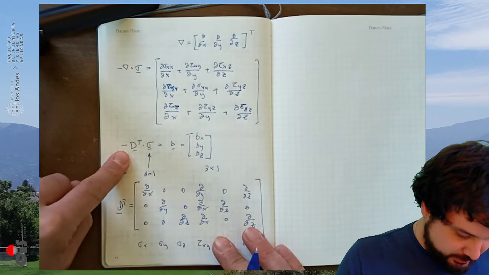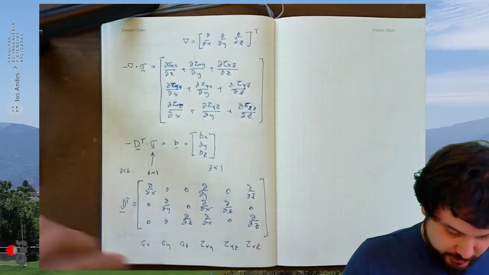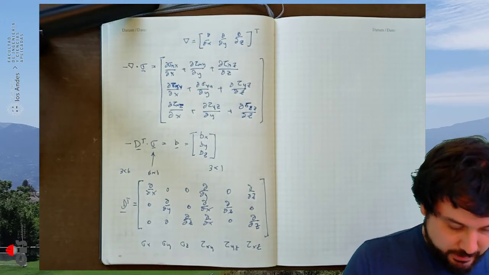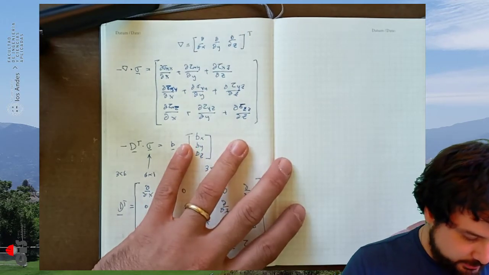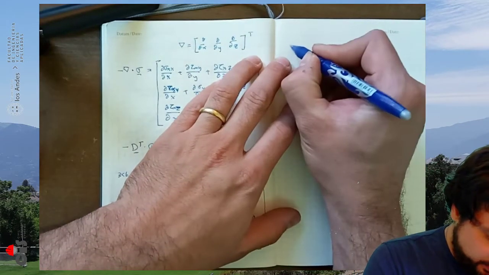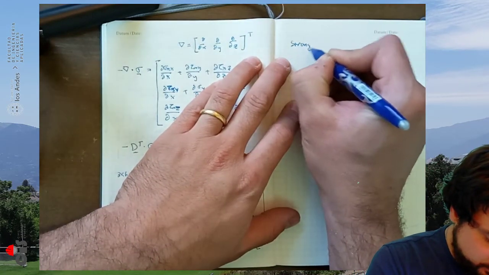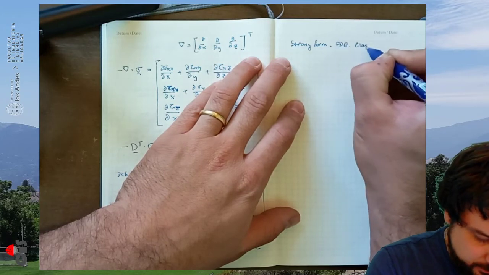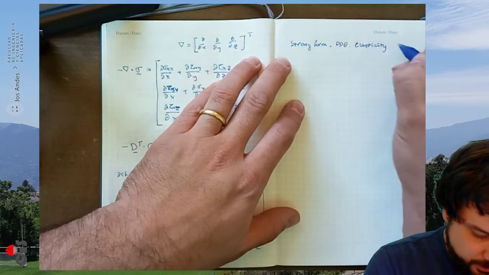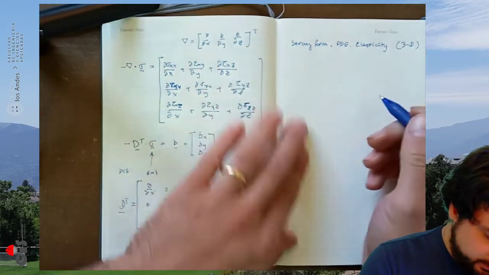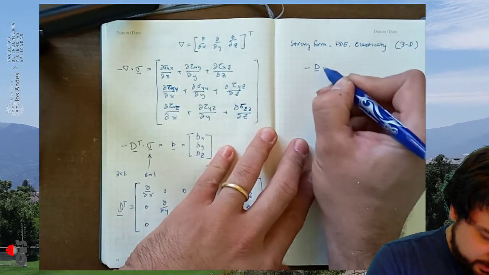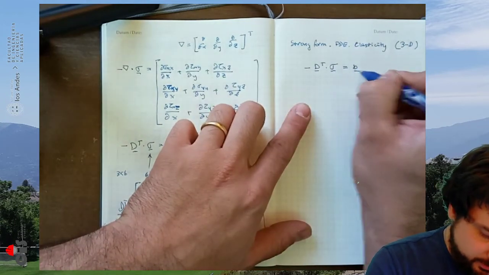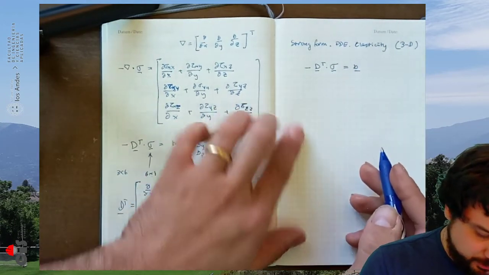So that gives us that the d is just the verticalized or the transposed version of this. And from there on, here we go. So we get the strong form of the partial differential equation for elasticity. In this case, 3D elasticity would be minus d transposed sigma in Voigt notation equals to b. B remains the same as before.